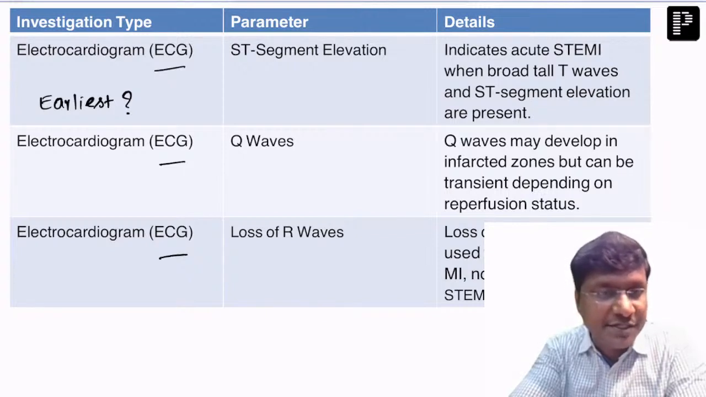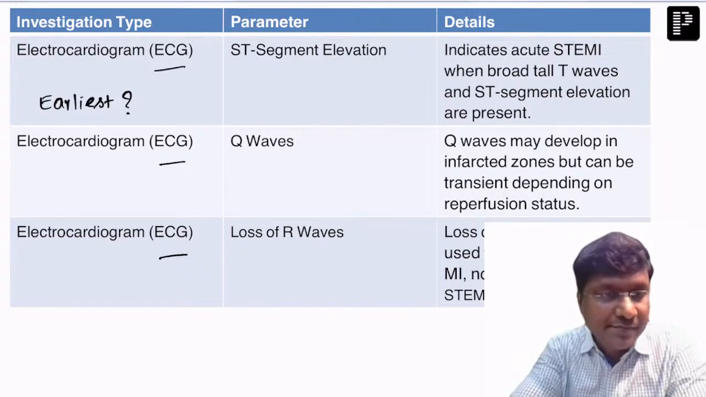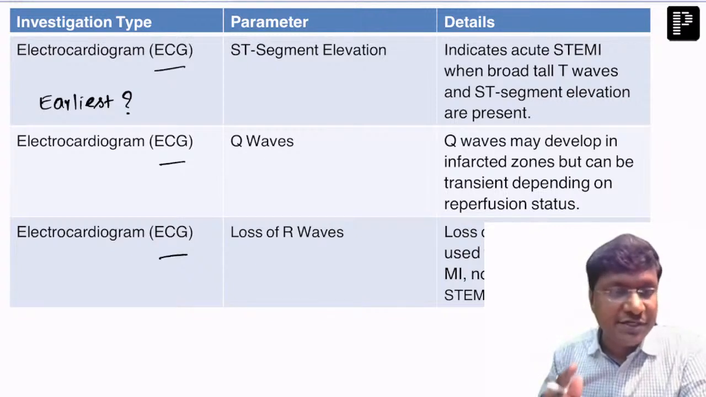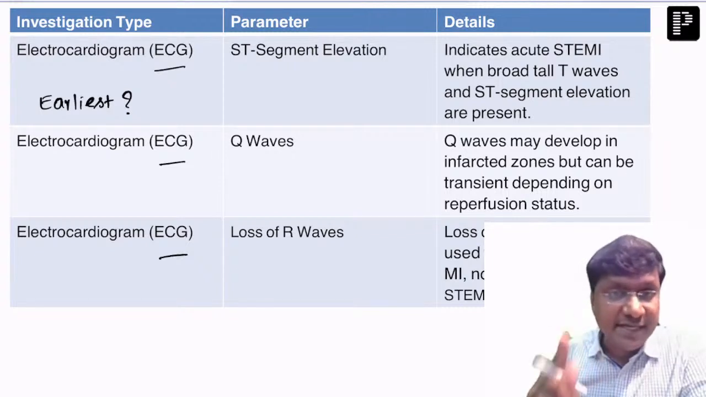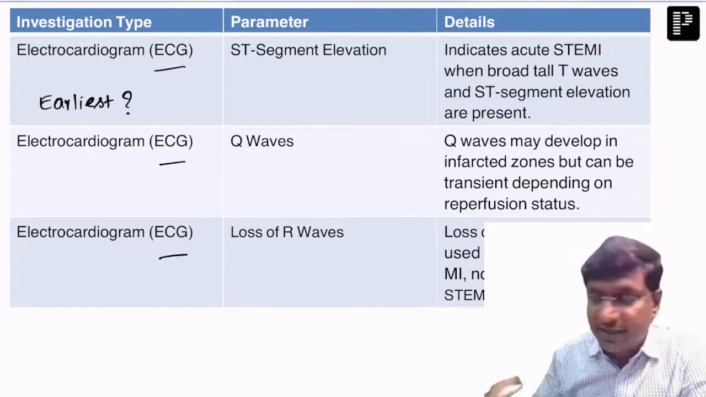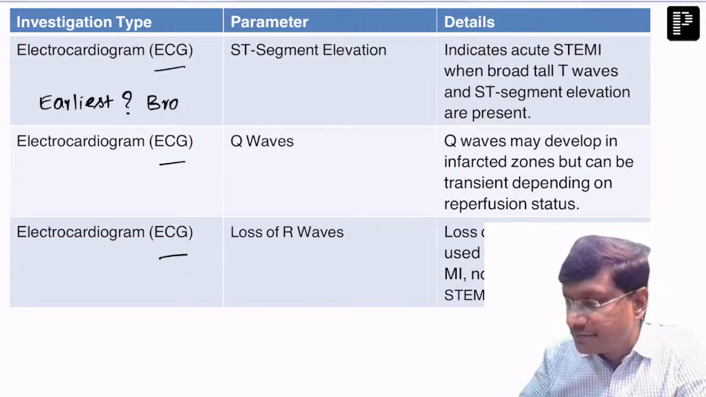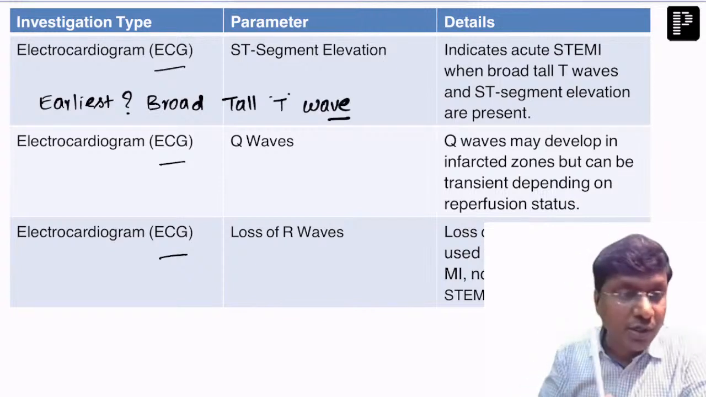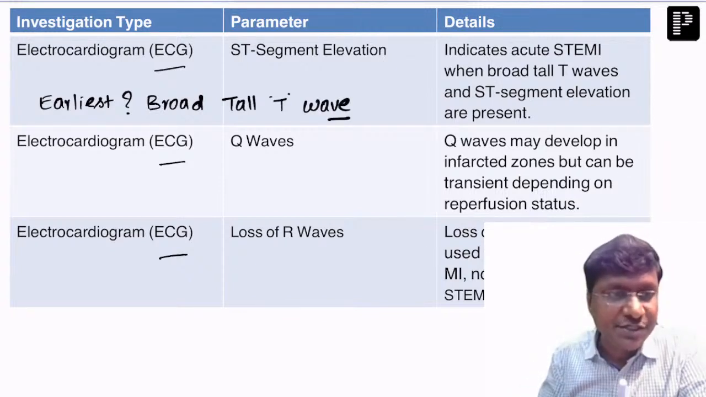Earliest ECG change in patients with ST elevation MI. Can anyone answer this? Please remember, it is not ST segment elevation as the earliest ECG change. The earliest ECG change in patients with MI will be broad, tall T wave. Right? Broad, tall T wave. That is the earliest ECG change in patients with the MI.